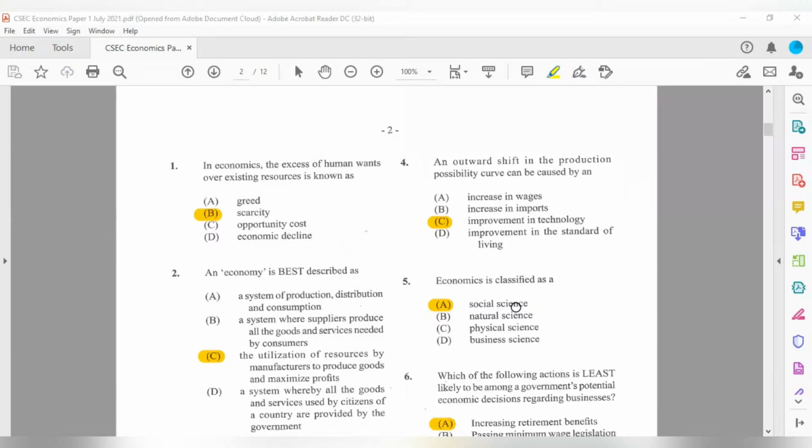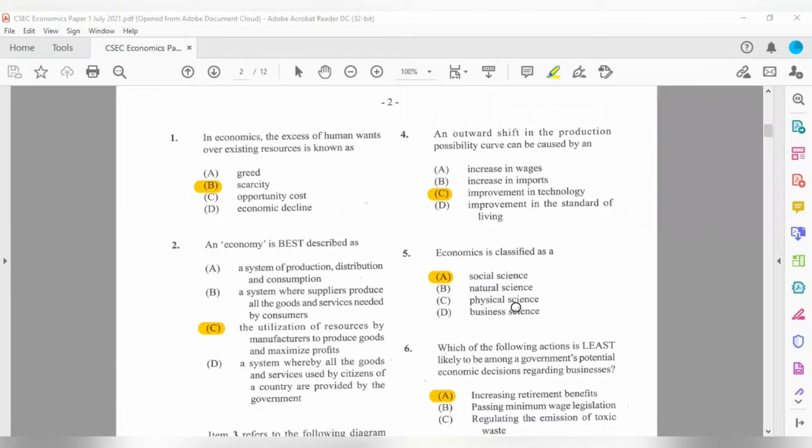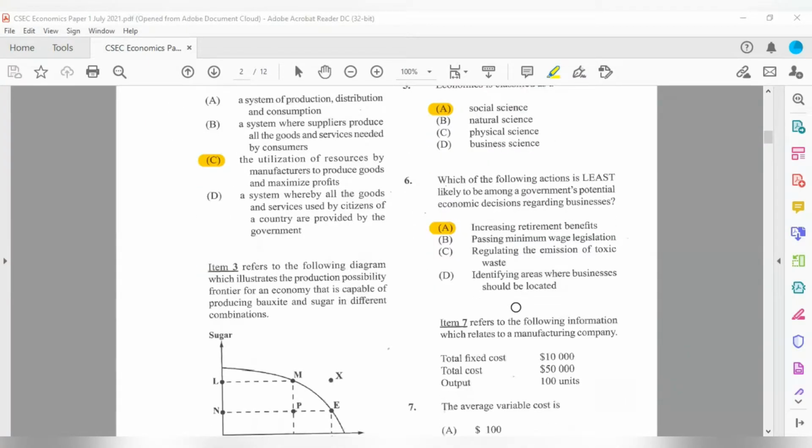Economics five, economics is classified as A. The answer is A, social science. Six, which of the following actions is the least likely to be among a government's potential economic decisions regarding businesses? The answer is A, increasing retirement benefits.